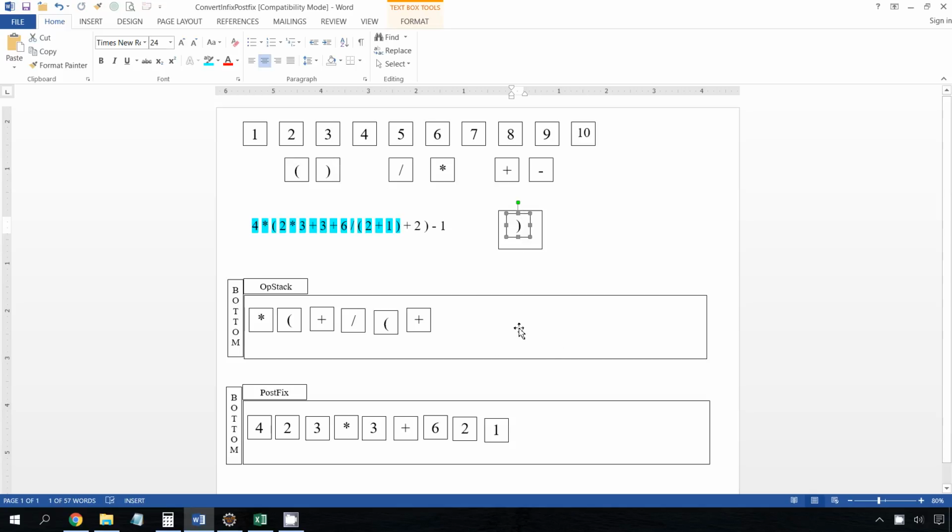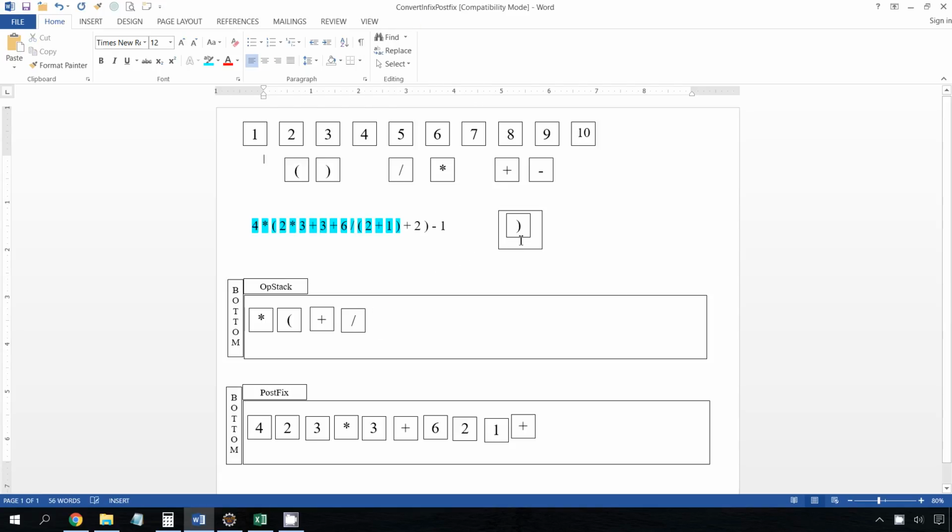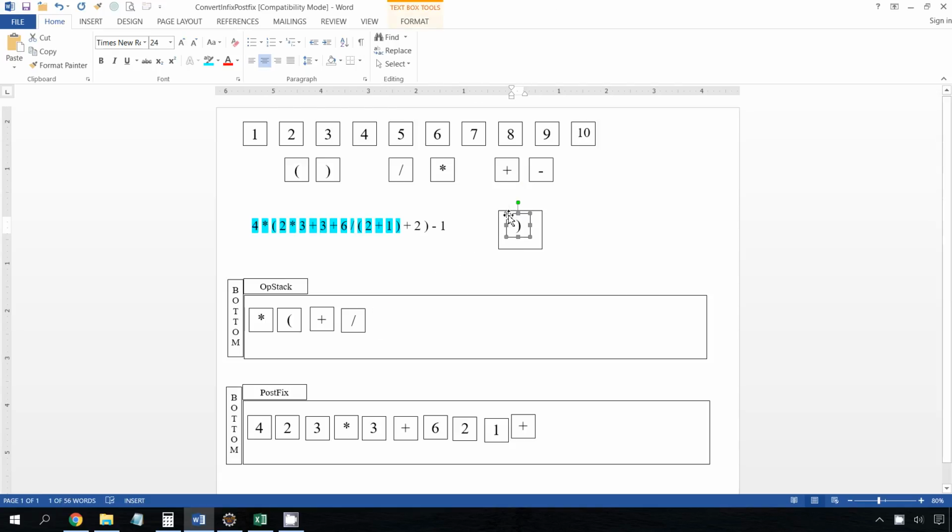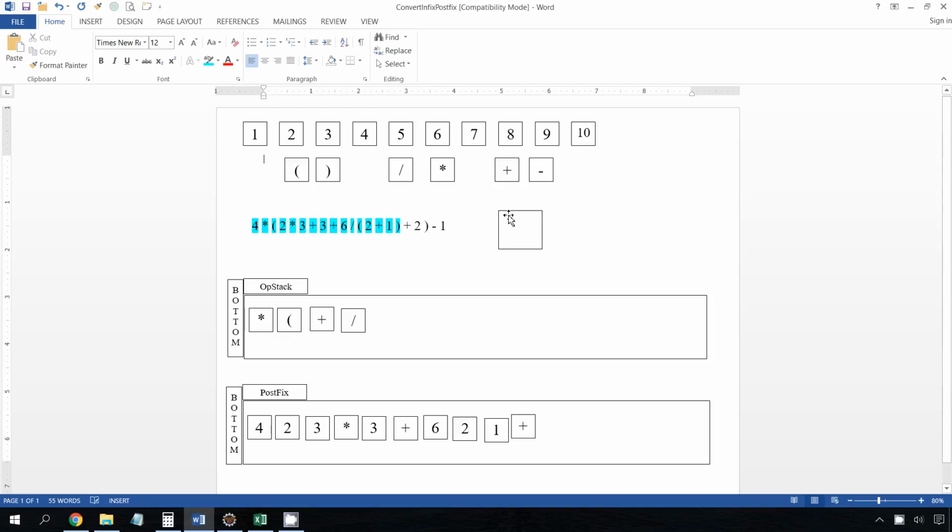All we do when we hit a right paren is pop things off the op stack till we meet the matching left paren. So here we're going to pop off the plus sign and push it onto postfix. Then we go back here, and because the next symbol is the left paren, that's the matching one, so we just pop it and we're done with it. So we're done with that left paren, and we're also done with the right paren.